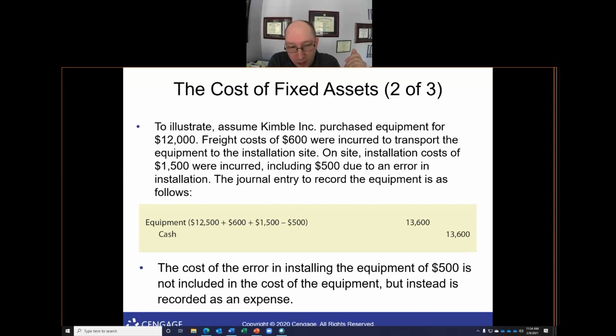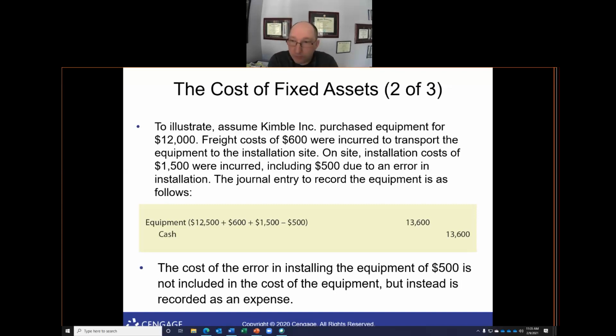And of course, for the journal entry that we would make, we debit equipment to increase equipment and credit cash to decrease cash. Any questions on how we got to $13,600? Does it make sense so far on how to find the original cost of the equipment? Yes. Right? Very good. So remember, purchase price plus freight plus installation minus any nonsense, right? Like errors or damage or whatever.